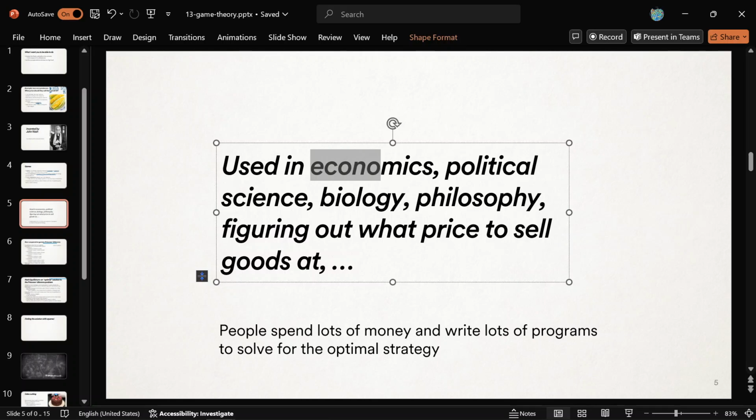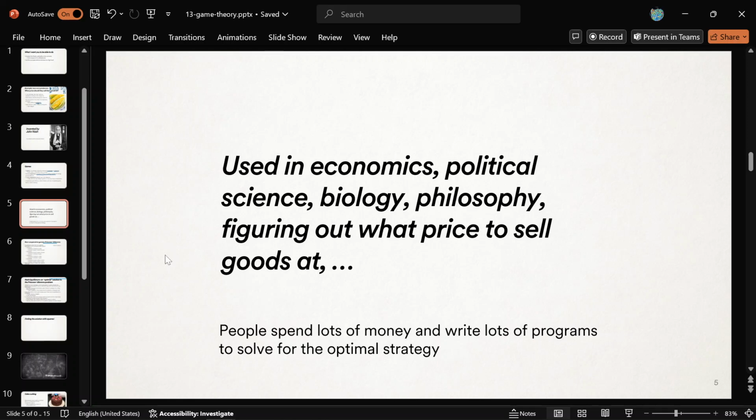It's used in econ, it's used in political science, it's used in biology even. Game theory can explain what's going to happen in biology and how populations of animals grow and shrink and stuff like that. That's a game. Philosophy, and just like this is econ all over again. Even if you're a corn producer, this is useful.